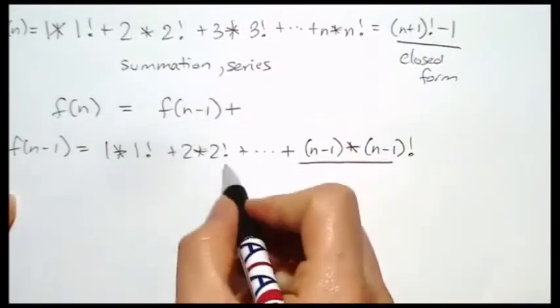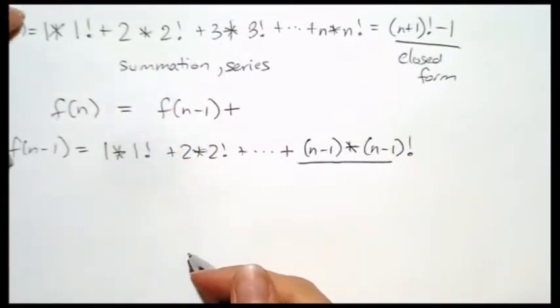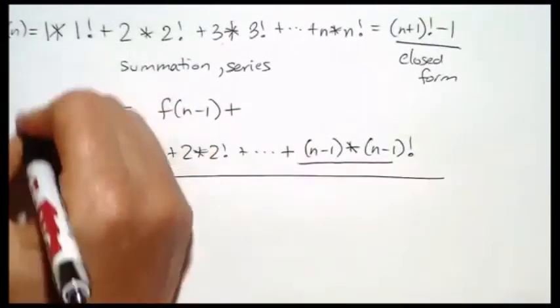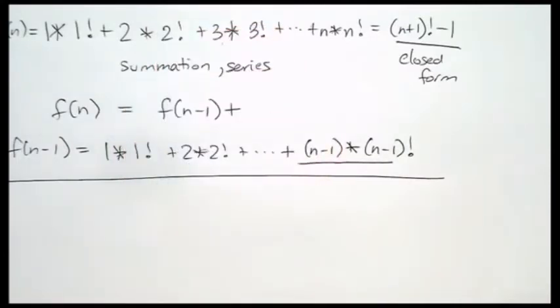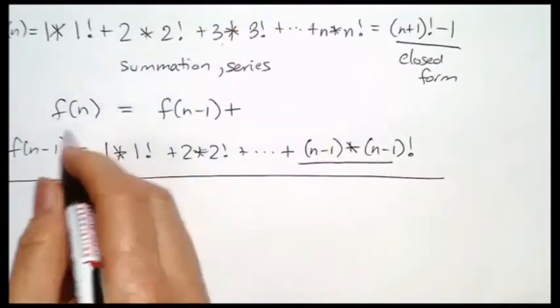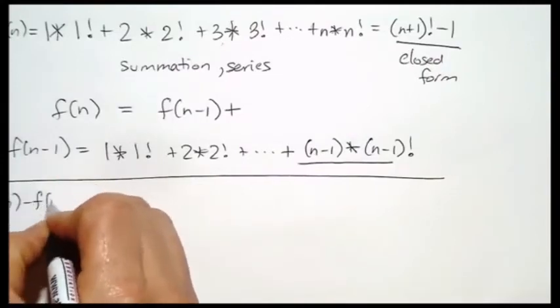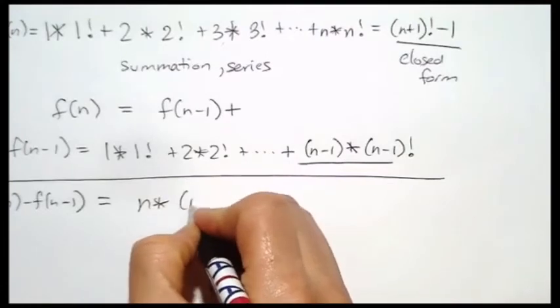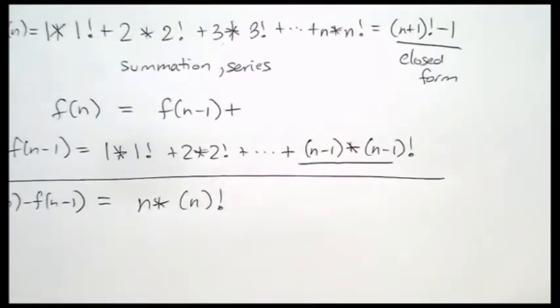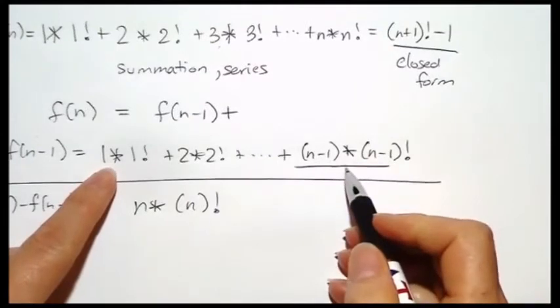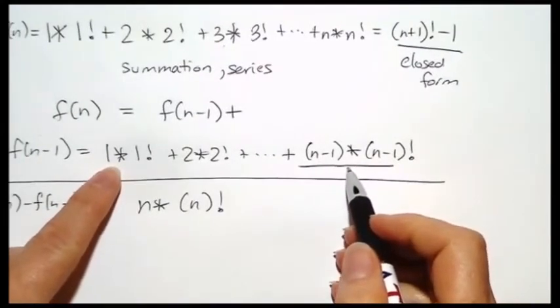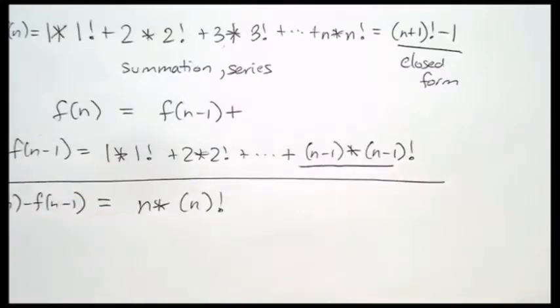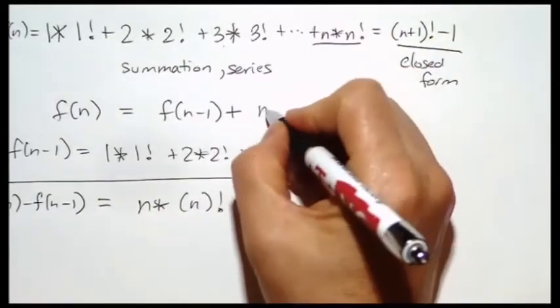So now that you know what this is, what's the difference between these two? So if you don't know what this is, I can subtract them. So what do I get if I subtract the left-hand side of f of n and f of n minus 1? So over here, I just get f of n minus 1, right? What do I get on the right-hand side? I just get n times n factorial, right? Because all these other terms line up. Everything else here is in f of n. Yes? All the terms in f of n minus 1 are actually in f of n. So the only difference is this last term on f of n, so I can just write this.